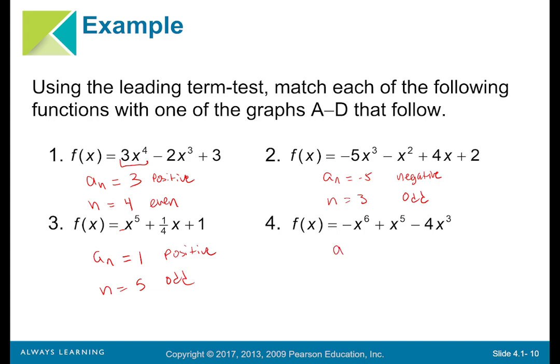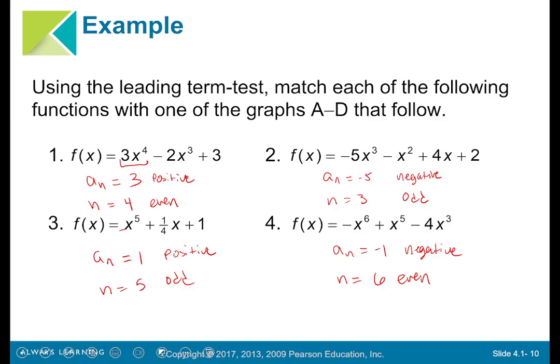Okay, lastly, a sub n is negative 1. Again, the number's not written here, but anytime it's missing, we call it a 1. This is negative. And our n here is 6, which is, of course, even.